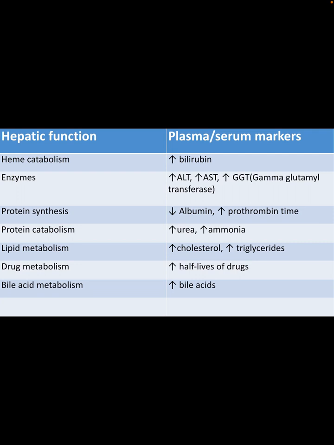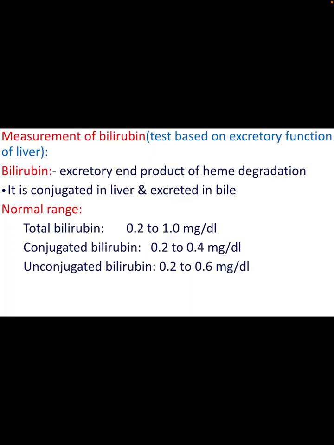In lipid metabolism, increased concentration of plasma cholesterol and triglycerides. And related with drug metabolism, increased half-lives of drugs can be noticed. In bile acid metabolism, the bile acid concentration increases. So next we can see different tests, that is liver function tests based upon its functions.